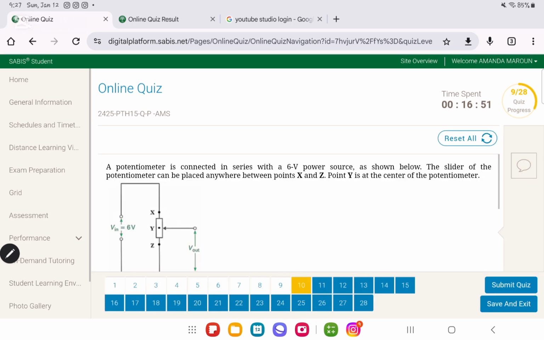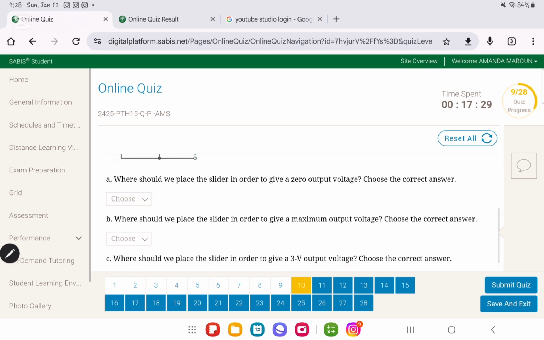Moving on to question number 10. A potentiometer is connected in series with a 6 volt power source. As shown below, the slider of the potentiometer can be placed anywhere between points X, Z, and Y. They told us point Y is the center of the potentiometer. So very simply, they ask where we should place the slider in order to give a 0 output voltage.